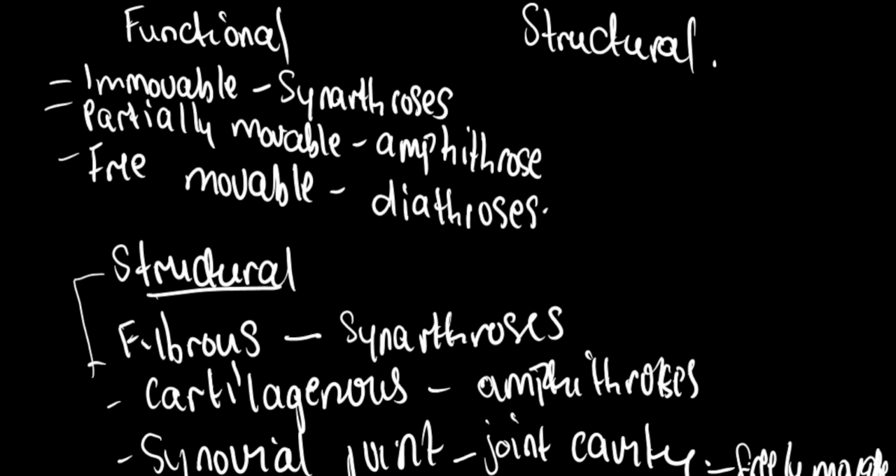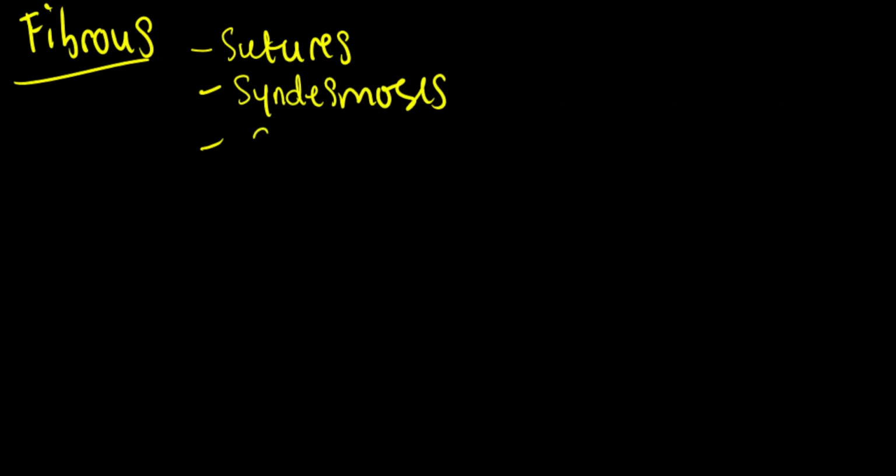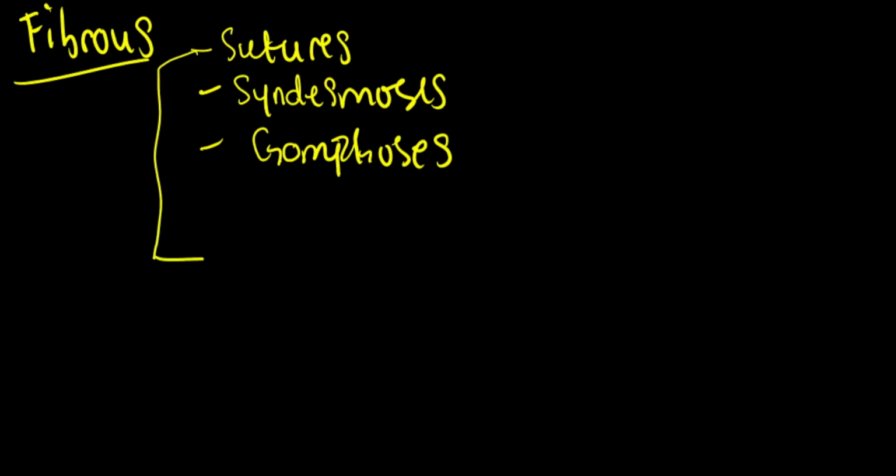Now let's take a look at some of the fibrous joints that we have. Now there are three subclassifications of fibrous joints. So we have sutures, we have syndesmosis, and lastly we have gomphosis. We have the sutures mainly between the cranial bones of the skull, and for sutures we have a very thin fibrous tissue connecting the interlocking parts of the bones.